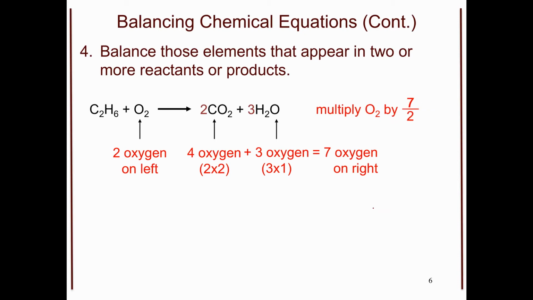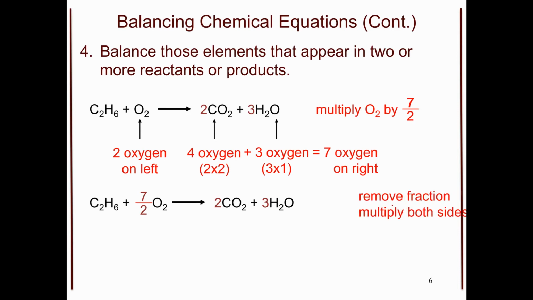So now what I'm going to do is multiply my O2 on the left by 7/2. That way the 2 in our fraction and the 2 in our subscript will cancel out, and you're going to be left with 3.5 moles of that species. So now you will see that I get C2H6 plus 7/2 O2 yields 2 carbon dioxides and 3 waters.